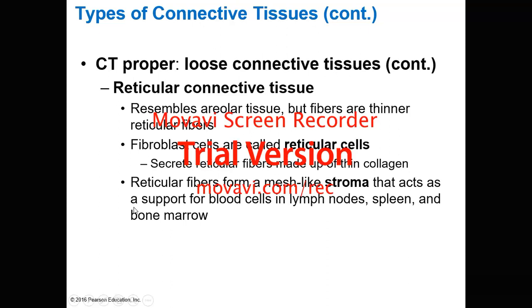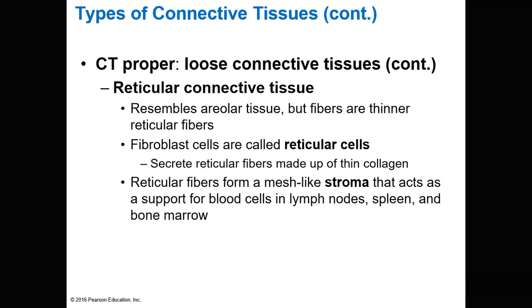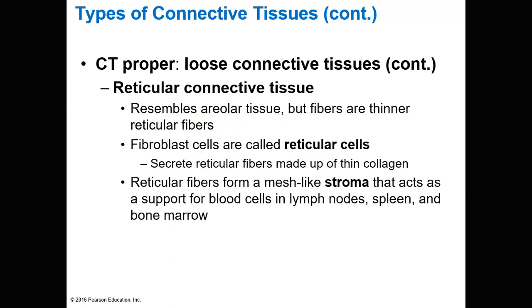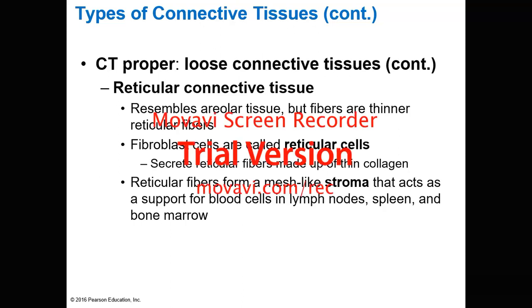All right, so now let's talk about the reticular connective tissue, another example of loose connective tissue proper. All right, resembles areolar tissue, but fibers are thinner reticular fibers. So fibroblast cells are called reticular cells. All right, secretes reticular fibers made up of thin collagen. Okay, so remember, reticular fibers are just made up of thin collagen, and they are more branched. Okay, so reticular fibers form a mesh-like stroma that acts as a support for blood cells and lymph nodes, spleen, and bone marrow.